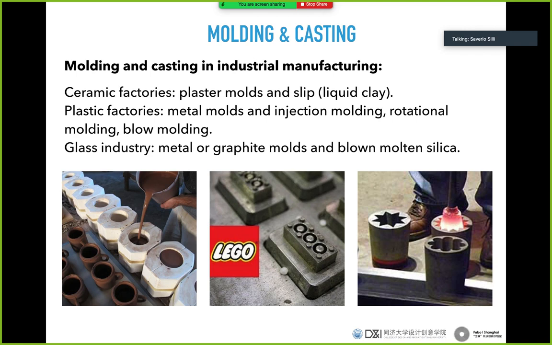Plastic factories like Lego, metal molds, you start by metal molds and then you inject the plastic, which is fused, or you use rotational molding, or you use blow molding. Every bottle that you use to drink water or any other liquid, it's made by blowing into the mold. In this case, the casting material is not liquid, but it is fluid. So you take a solid material, you heat it up until it becomes fluid and it can be injected into the mold. And also the glass industry use metal or graphite molds and then molten silica, like sand, basically it's sand, and you blow into it.